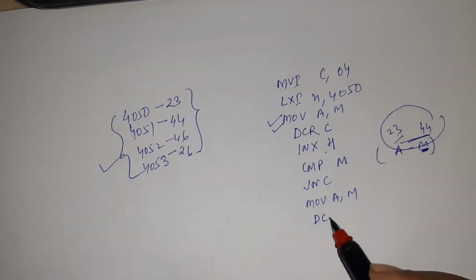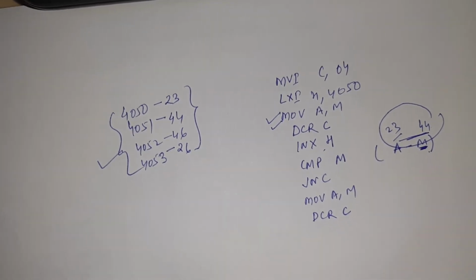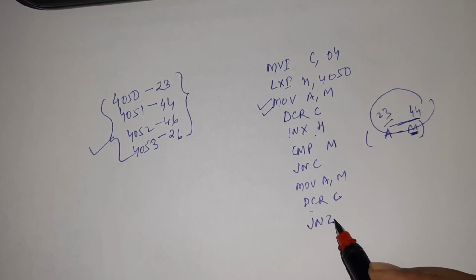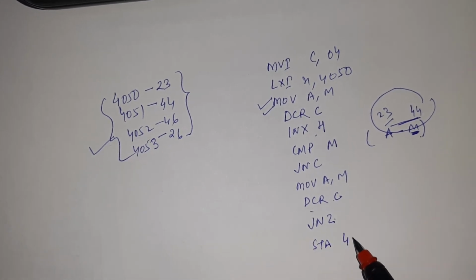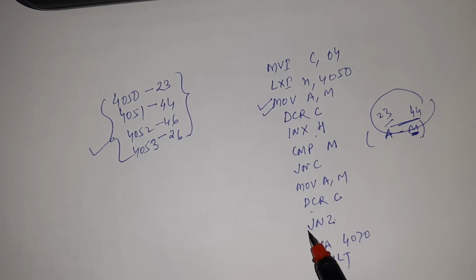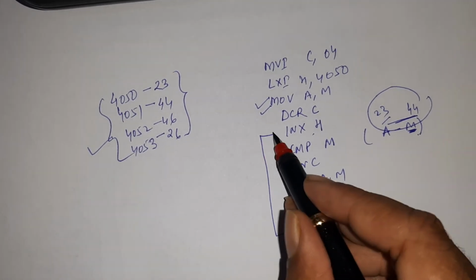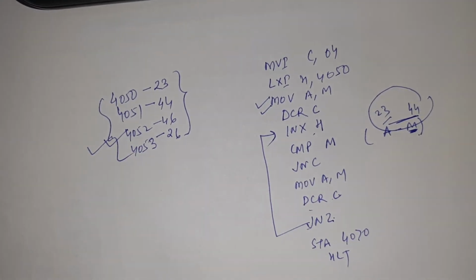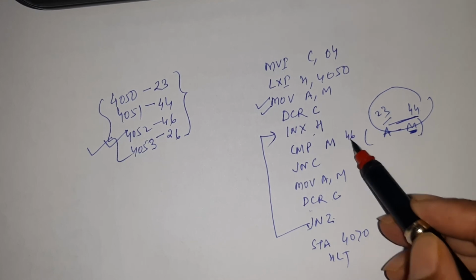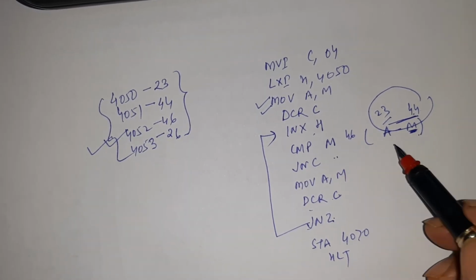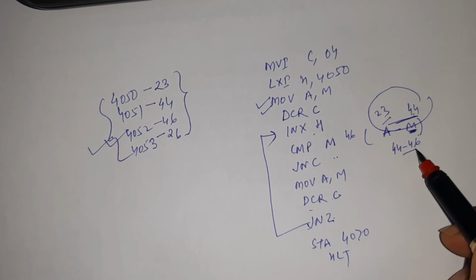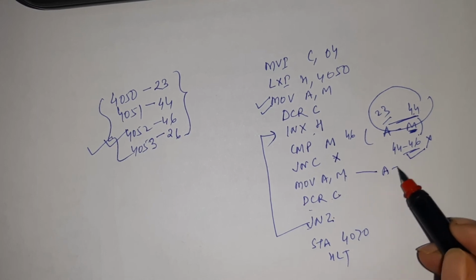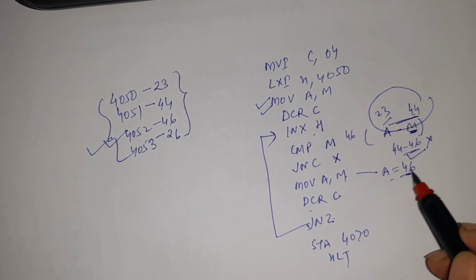Now again DCR C, because we have compared one number more. Okay, now check the value of C, JZ. If it is 0, then store your output and end the program. If it is not 0, then again get next number. The next number will be 46. So here value of M is 46, content of accumulator is 44. Again 44 minus 46, this will not happen, means your carry flag will be set. This condition is failed. After this content of accumulator will be 46, DCR C.